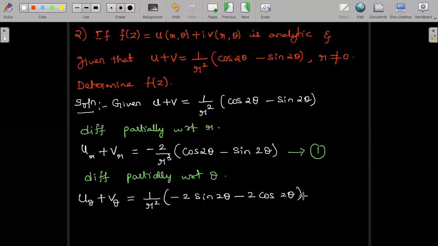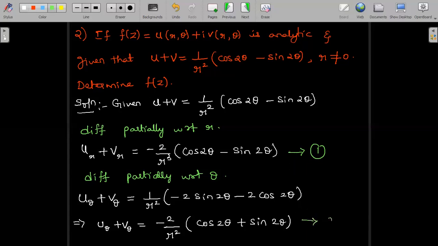So I can take out this minus 2 outside common and rewrite the expression and call it equation 2, just for convenience. So I'll write u theta plus v theta is equal to, I'll take minus 2 common, divided by r square. Remaining is cos 2 theta plus sin 2 theta. Right now I just wrote the cos term first. Taking minus common, I wrote cos 2 theta first and then sin 2 theta. Both become plus sign because I am taking minus 2 common outside. So this is equation 2 for us.